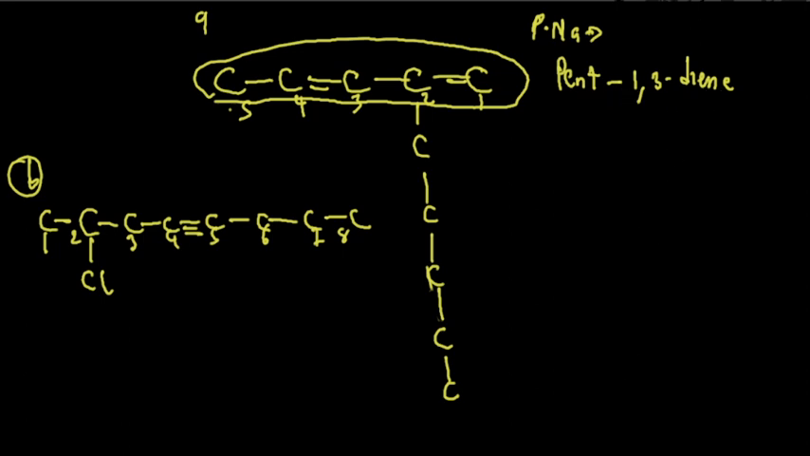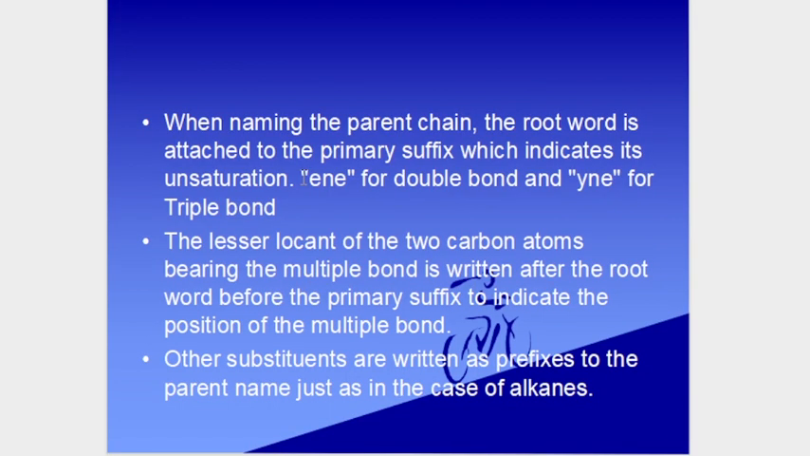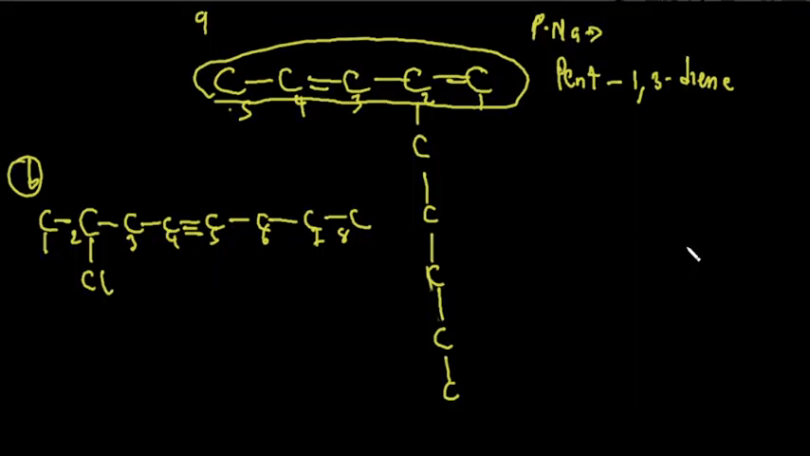So we can check that out in our rule. When naming the parent chain, the root word is attached to the primary suffix, which indicates its unsaturation, ene for double bond and yne for triple bond. Now, the lesser locant of the two carbon atoms bearing the multiple bond is written after the root word before the primary suffix to indicate the position of the multiple bond. Well, that's what we basically did here. Between 1 and 2, you take the lower number. Between 3 and 4, you take the lower number. That's why we have pent-1,3-diene.